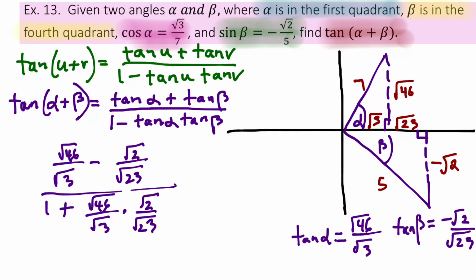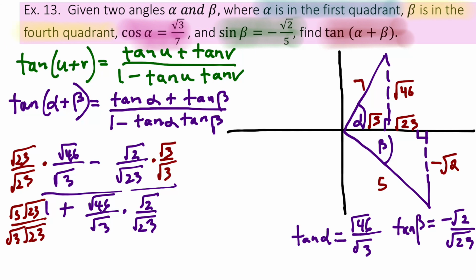All right, so now let's go ahead and find a common denominator here and see if we can neaten this up a little bit. So my common denominator is going to be square root of 3 times square root of 23. So this one needs a square root of 3 to have the same denominator. This one needs a square root of 23. This one needs both. And this one has both of them already.